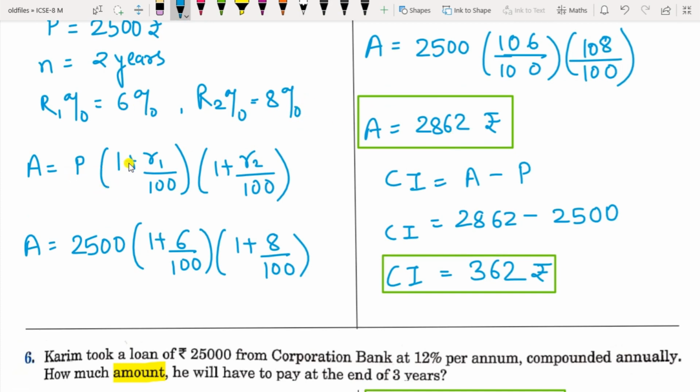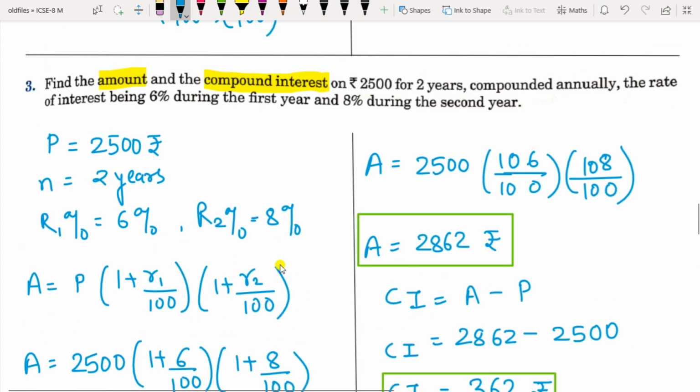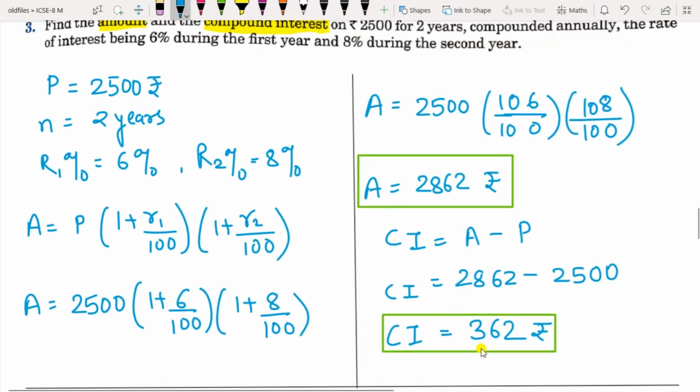So A equal to P, 1 plus R1 upon 100 into 1 plus R2 upon 100. R1 is 6, R2 is 8. So using this will become 106 by 100 and this will be 108 by 100. Do the cancellation here, you get the amount as 2862. Now compound interest will be A minus P, that is 362 is the answer. Okay.